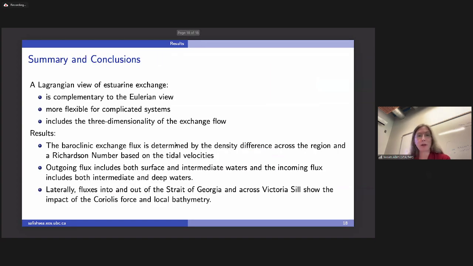Okay, so quickly in summary, a Lagrangian view of estuarine exchange is complementary to the Eulerian view. I haven't shown it, but Camryn will show that in a little while. It's more flexible for complicated systems, and it includes the full three-dimensionality of the exchange flow. I showed here that the baroclinic exchange flow is determined by the density difference in the Richardson number based on the tidal velocities. That the outgoing flux includes both surface and intermediate waters, and the incoming flux includes both intermediate and deep waters. And laterally, the fluxes into and out of the Strait of Georgia and across Victoria Sill show strong impacts of the Coriolis force and the local bathymetry.